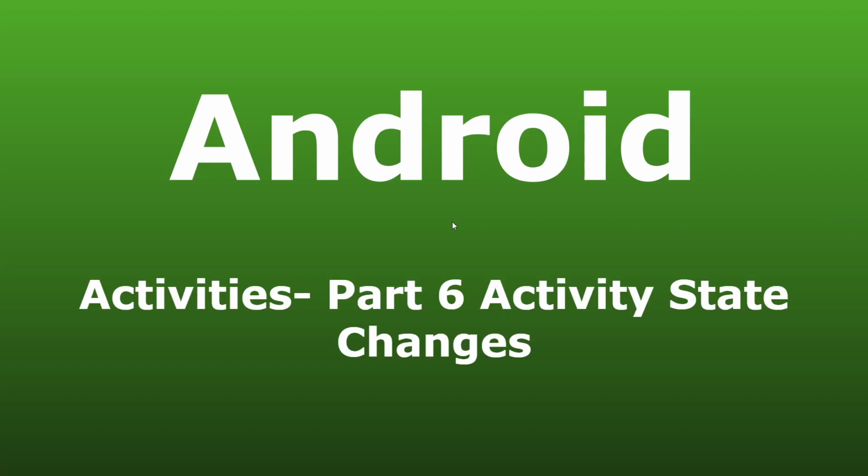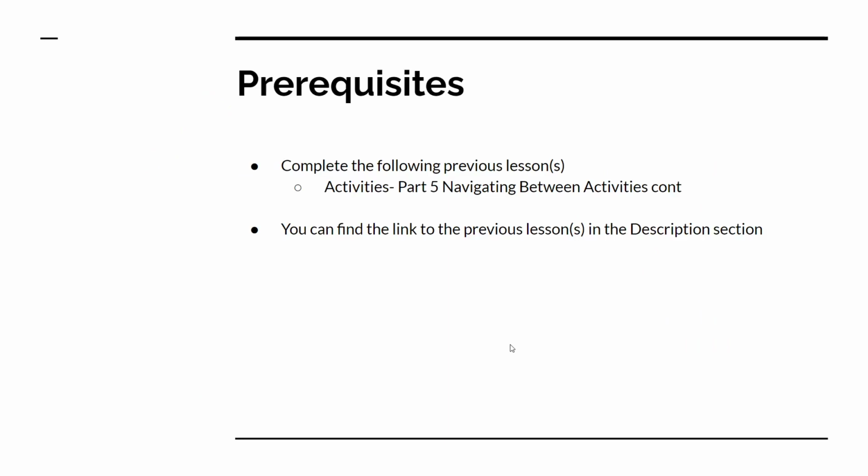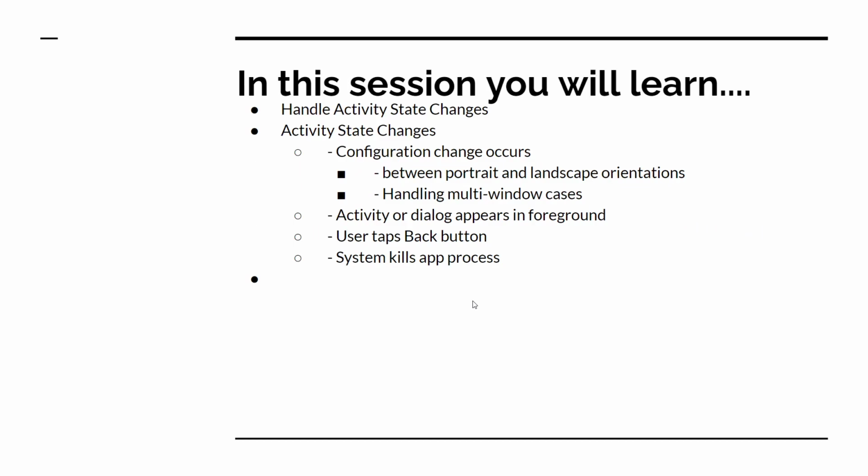Hi everyone, the lesson is Android Activities Part 6, Activity State Changes. We'll be using these tools and references. You need to make sure you look at the Activities Part 5 lesson, which is the lesson before this, before you continue. You can find it in the description section.